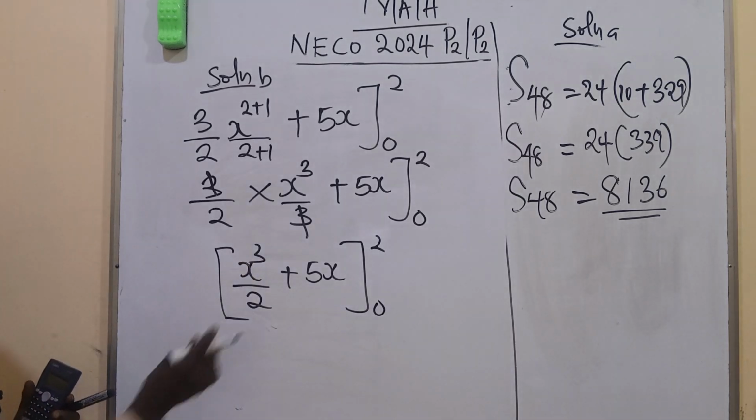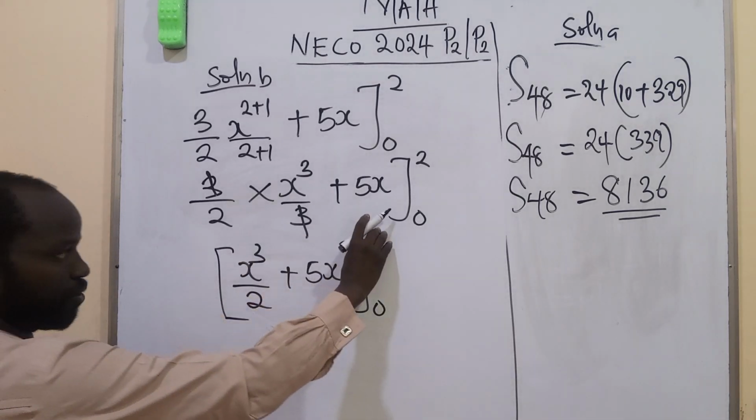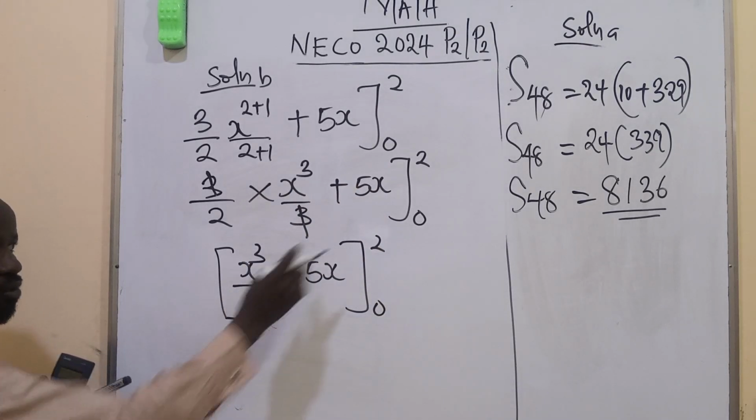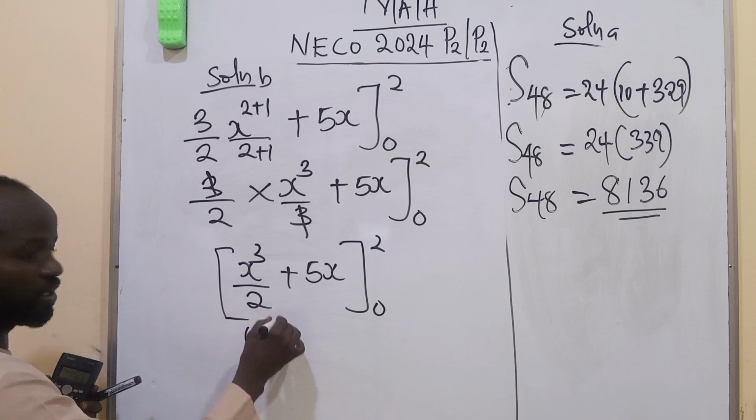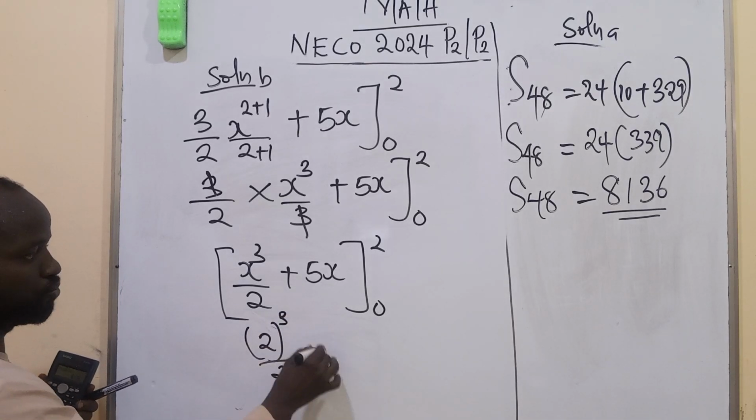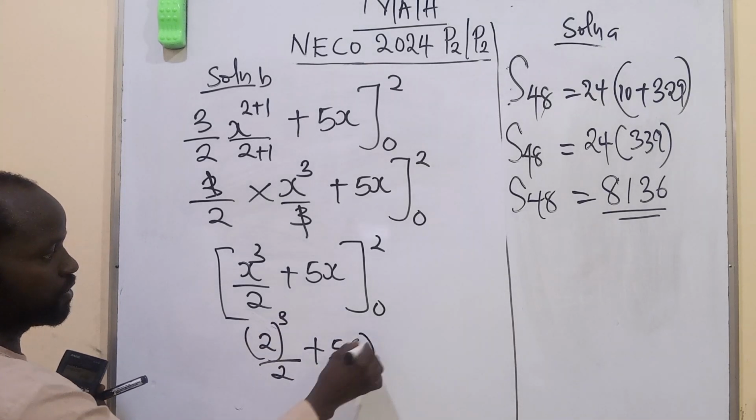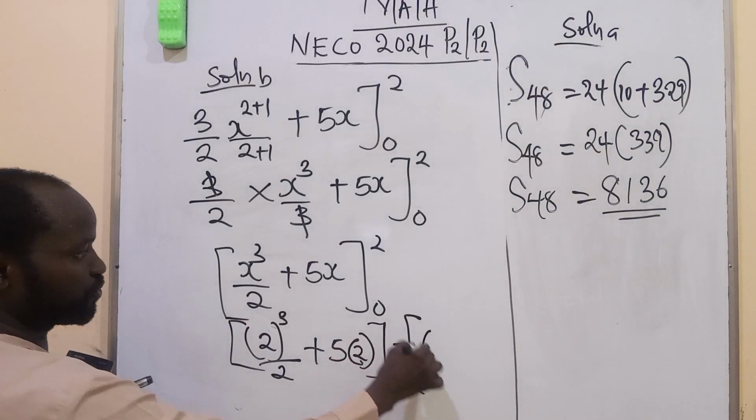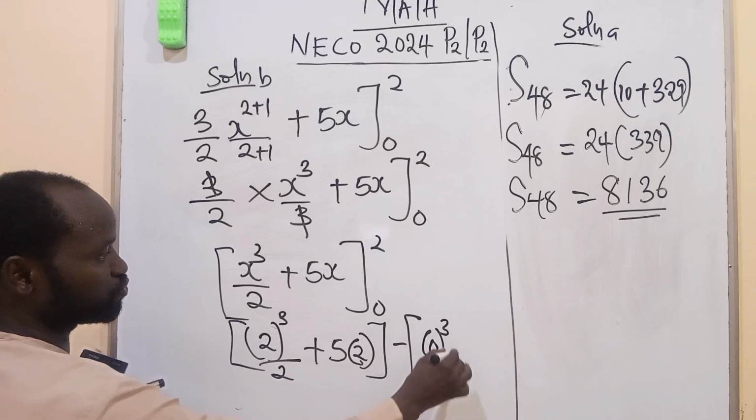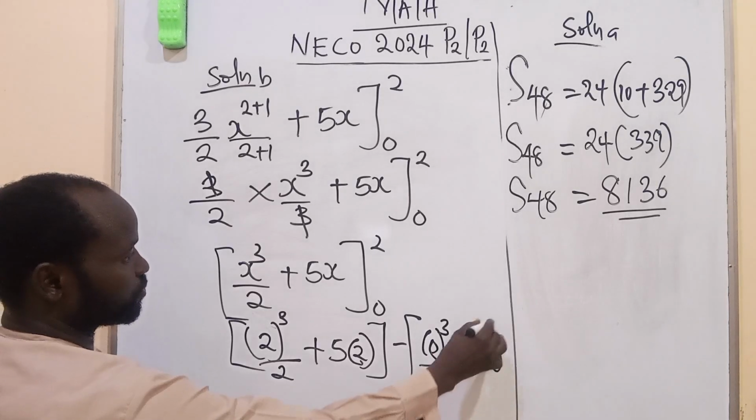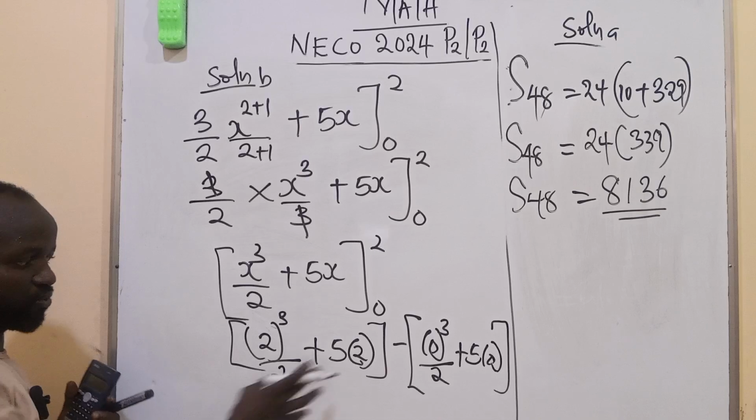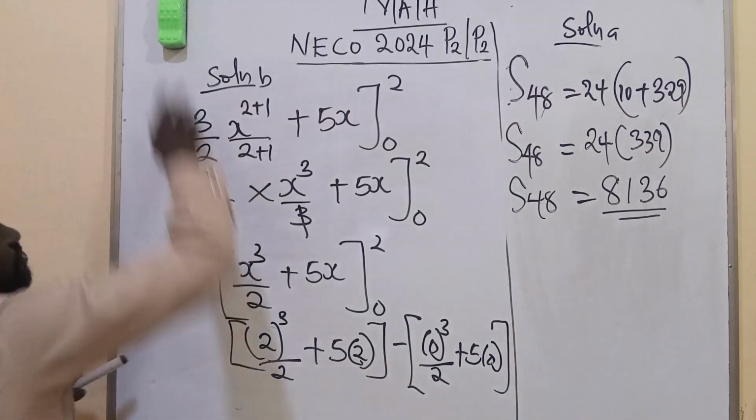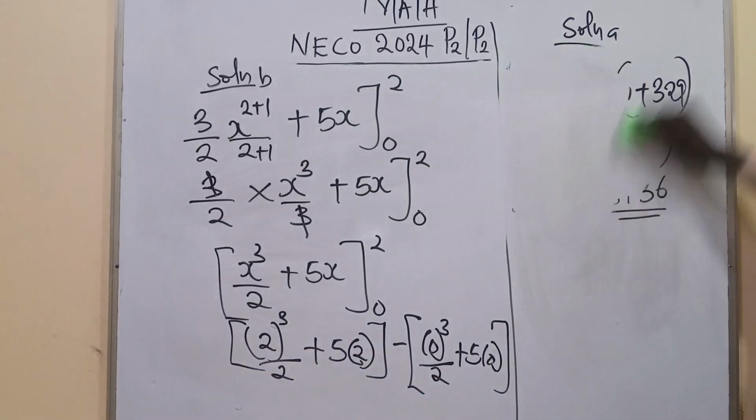So at this point, we can take the limit. We pick the upper limit, substitute into this, minus, we pick the lower limit, we substitute into this. Upper limit 2, that will be 2, all to the power 3, divided by 2, plus 5 into 2. This is now the upper limit minus the lower limit. That will be 0 all cubed divided by 2 plus 5 into 0. You realize that everything here will be 0. So we're left with only this. Okay? So let's move to the other side to see how we can resolve this.